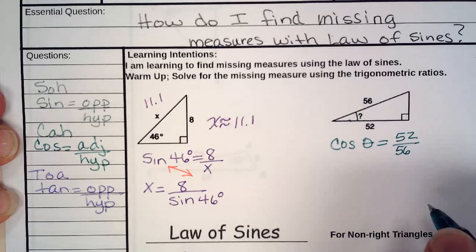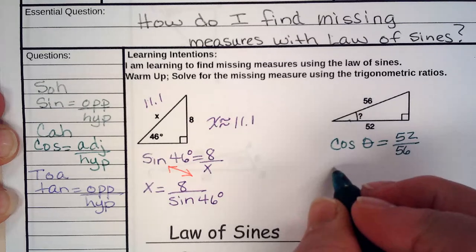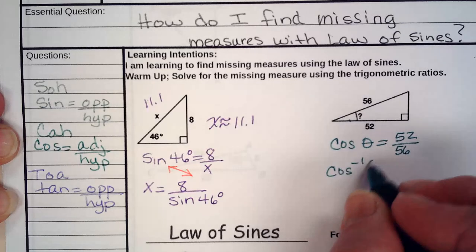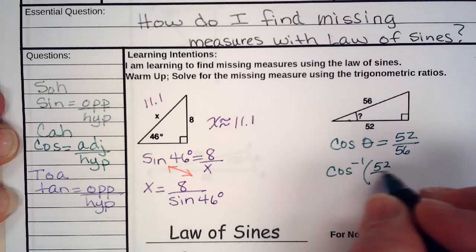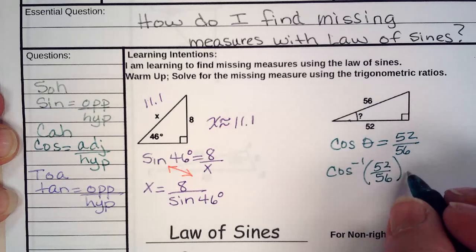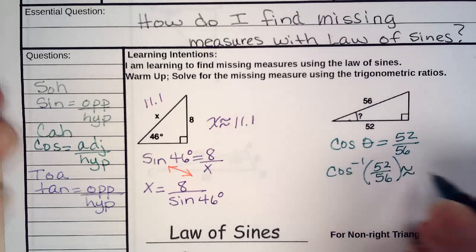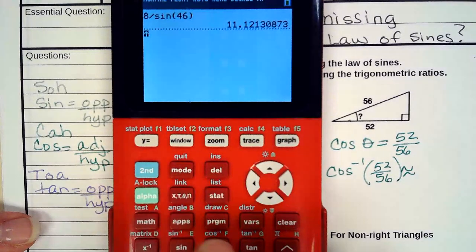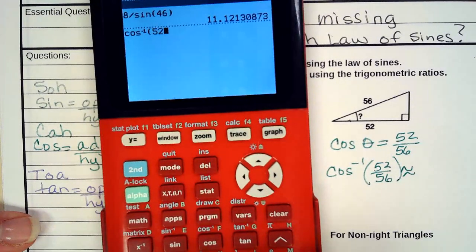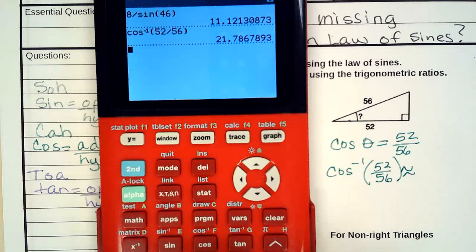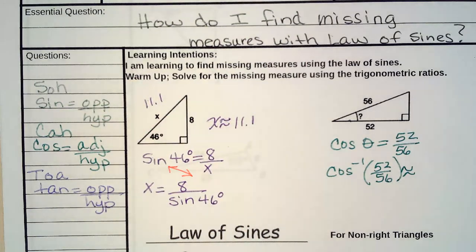What button do we use? Our inverse button. Cosine inverse of 52 divided by 56. You notice I don't even simplify because I don't need to. And this is approximately, second, cosine 52 divided by 56, close it off. 21.78, 21.8 degrees.